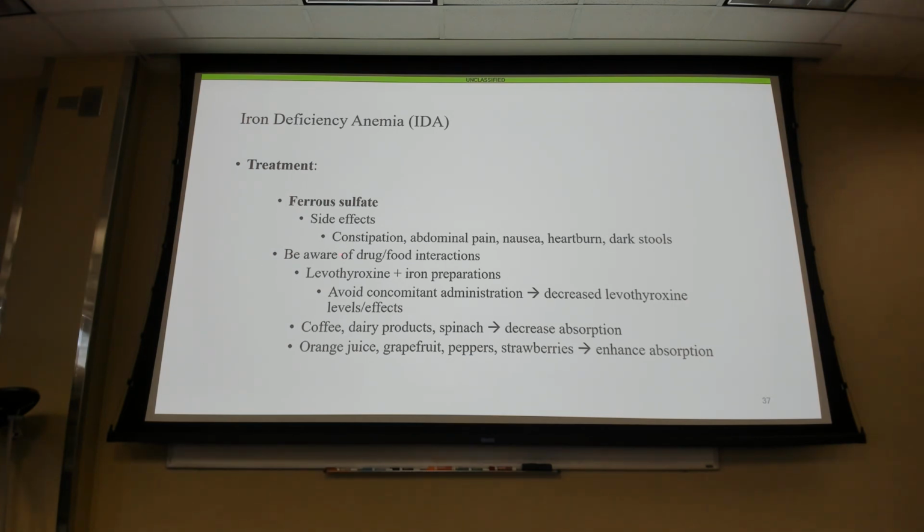Again, nothing's benign. Some of the side effects: constipation, abdominal pain, nausea, dark stools. Are people going to want to take their iron? Probably not. So patient compliance is a thing, because some people are just going to give up on it. The side effects are worse than the problem, especially for a patient who was asymptomatic. You said, you feel great, but you have iron deficiency, here, you need to take this med that's going to make you constipated and give you GI upset.